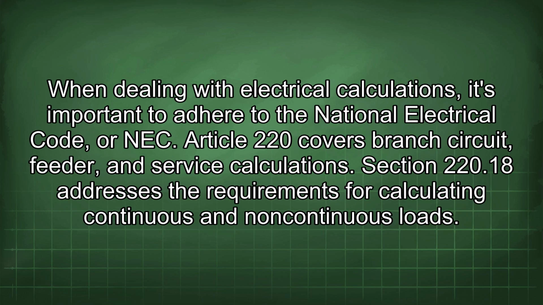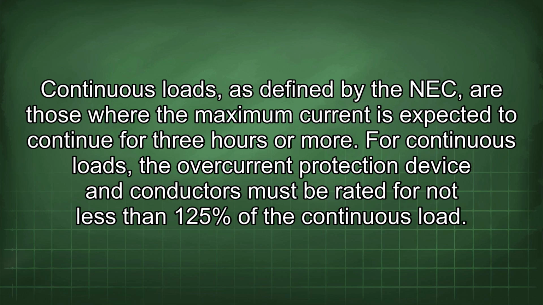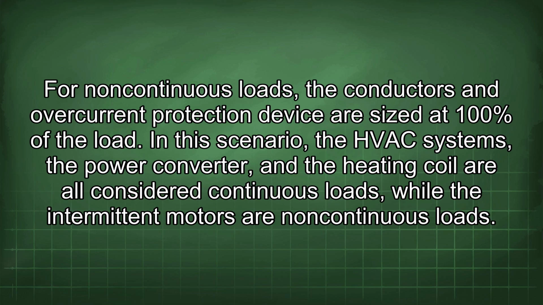When dealing with electrical calculations, it's important to adhere to the National Electrical Code, or NEC. Article 220 covers branch circuit, feeder, and service calculations. Section 220.18 addresses the requirements for calculating continuous and non-continuous loads. Continuous loads, as defined by the NEC, are those where the maximum current is expected to continue for 3 hours or more. For continuous loads, the overcurrent protection device and conductors must be rated for not less than 125% of the continuous load. For non-continuous loads, the conductors and overcurrent protection device are sized at 100% of the load.